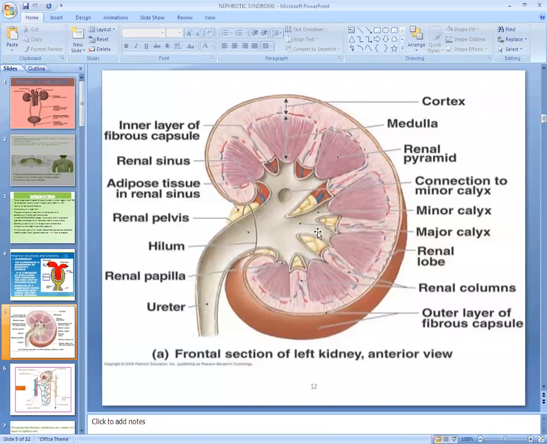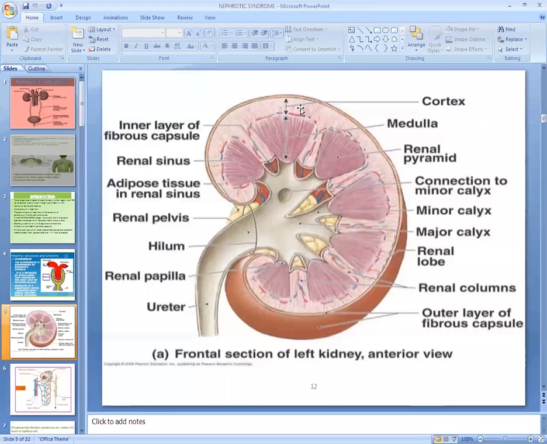So these papillae open into the calyceal system, and in the papilla open the ducts of Bellini. So the duct of Bellini opens into the renal papilla. The renal papilla opens into the major and minor calyceal system. The calyceal system forms the renal pelvis, and the renal pelvis continues as the ureter.